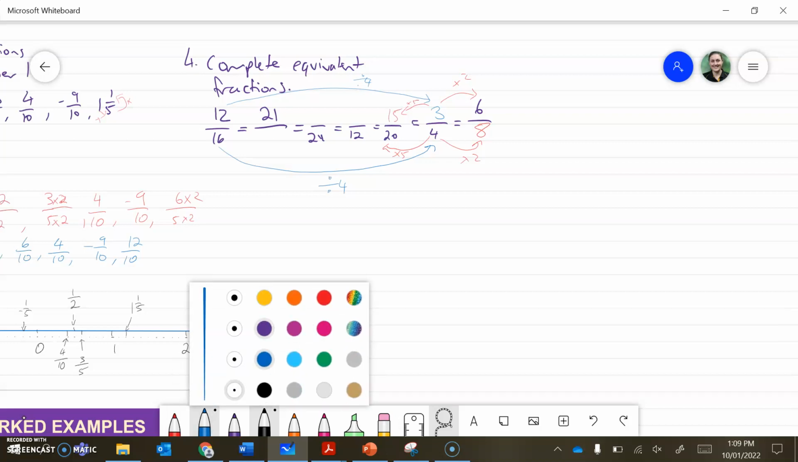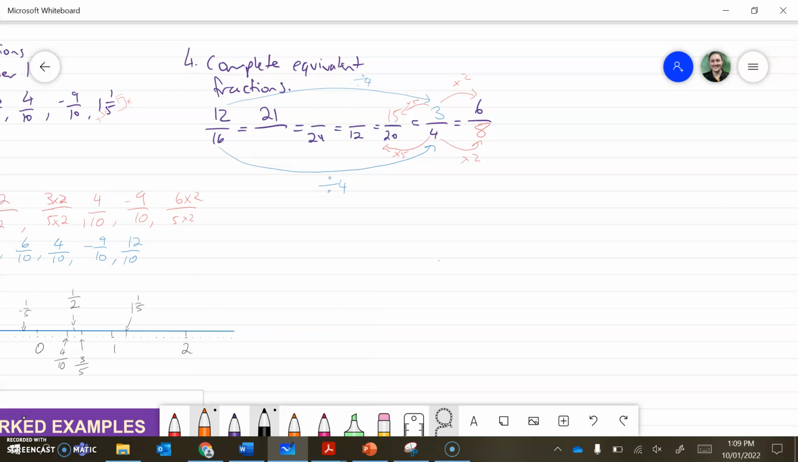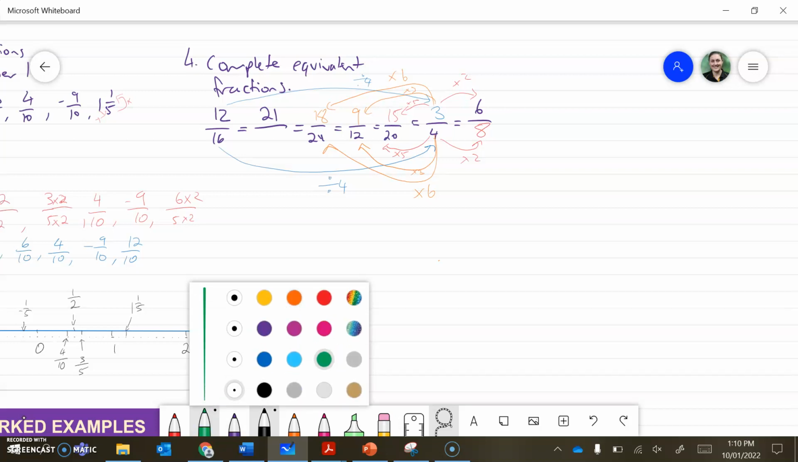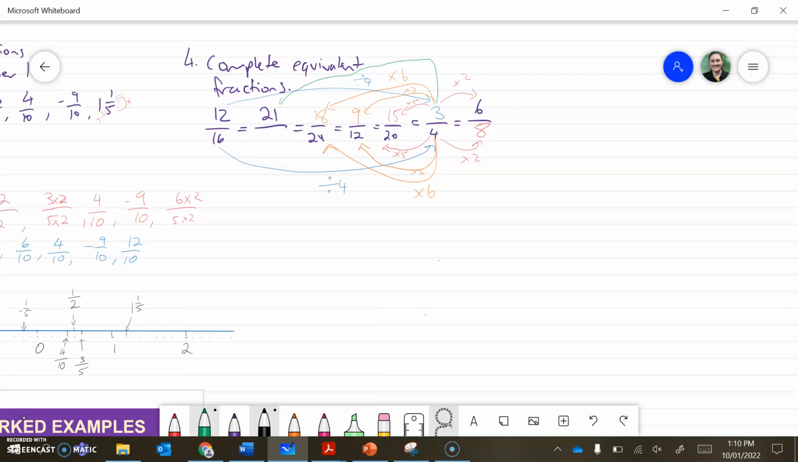I can then go and say that 4 times 6 is 24. So I'm going to multiply by 6 to get the numerator, which will be 18. I then know that 4 times 3 is 12. So we multiply our numerator by 3 as well. So 3 times 3 is 9. And then to get to 21, I know that 3 times 7 is 21. So then I also multiply my denominator by 7. So 4 times 7 is 28. And you can see we filled in all of our equivalent fractions there.